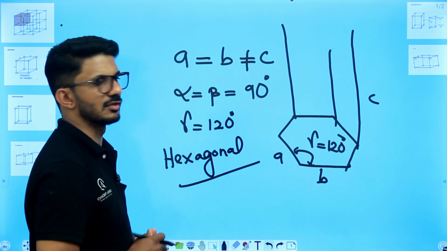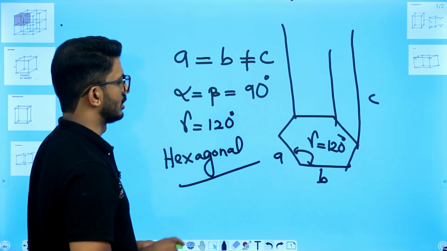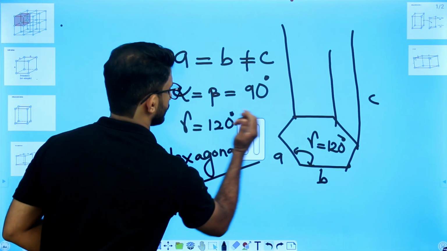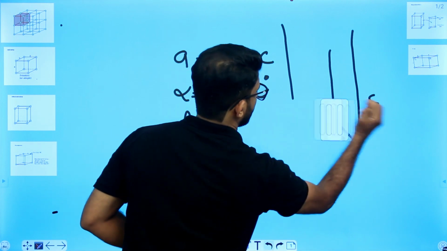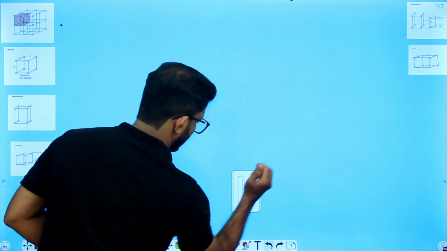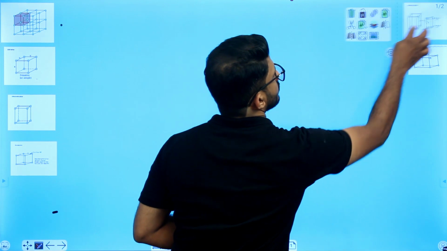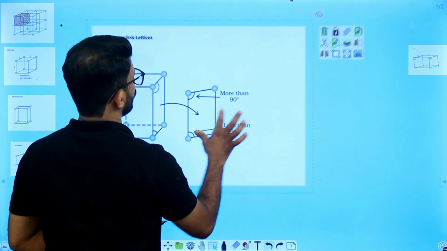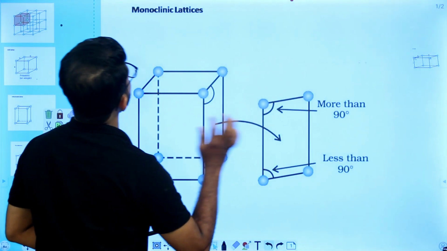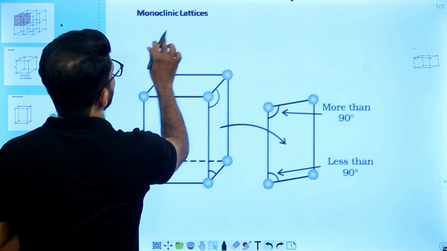Now, 5 crystal lattices we discussed: cubic, tetragonal, orthorhombic, hexagonal, rhombohedral. The fifth one, hexagonal, and these are the specifications. And let's look into the sixth one. This is called monoclinic lattice.